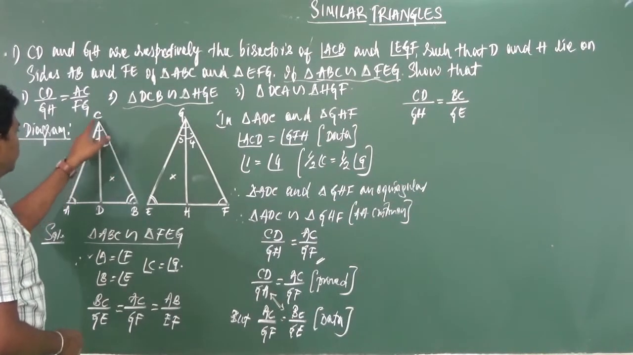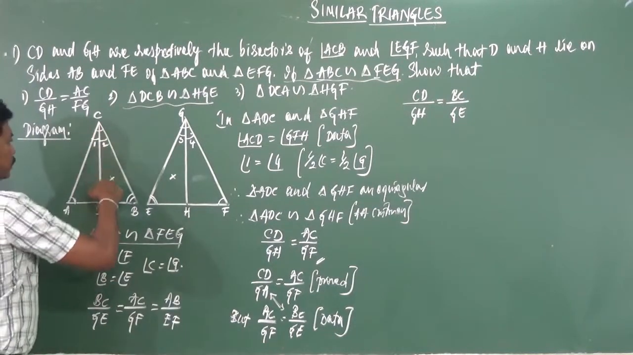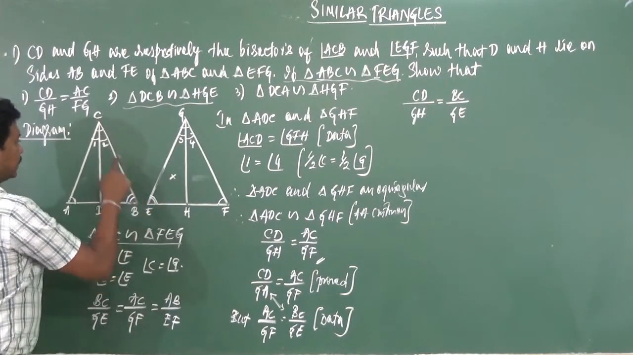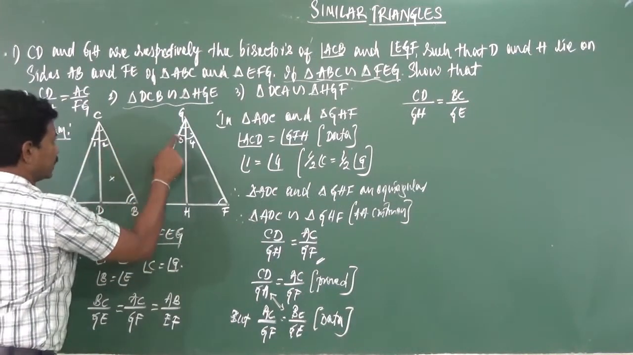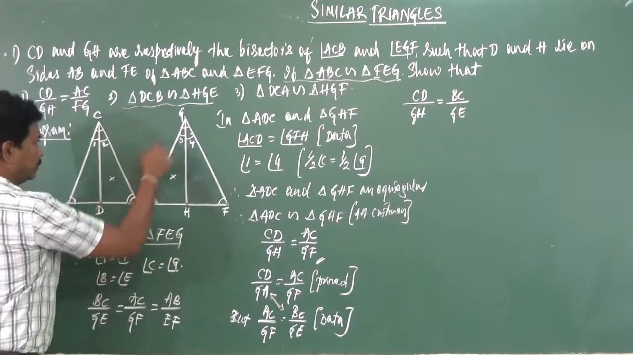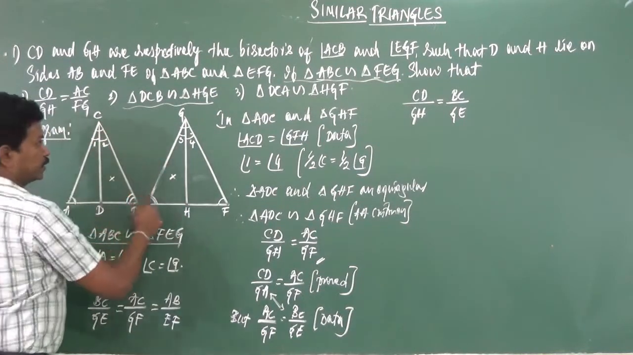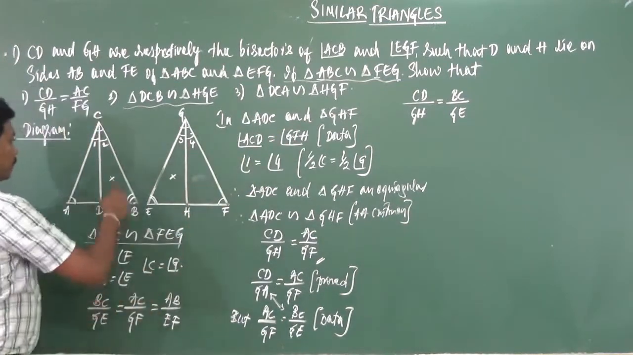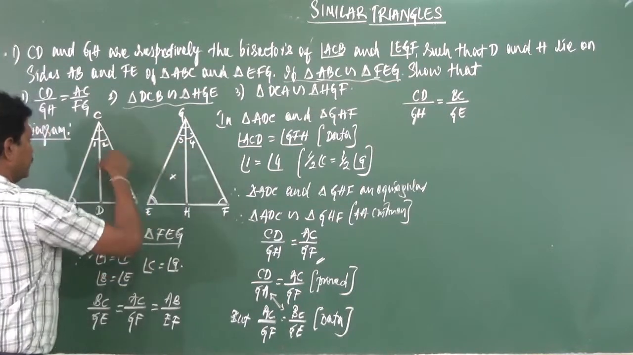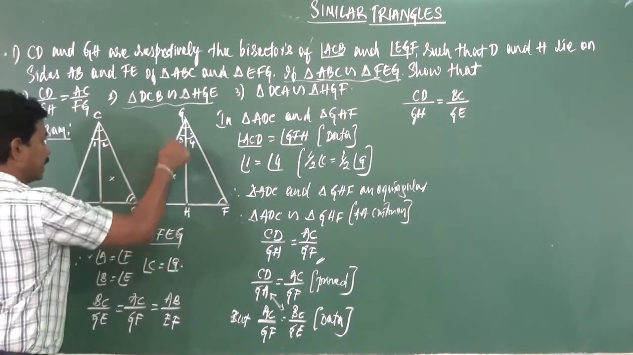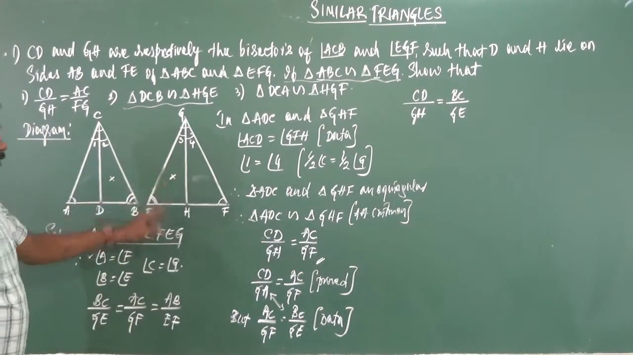So angle 2 is half of angle C and angle 3 is half of angle G. So these two are the sides containing this angle, and these two are the sides containing this angle. These two angles are equal, and the ratio CD by GH and the ratio BC by GE have become equal. So one angle of one triangle and one angle of the other triangle are equal, and the sides including those angles are proportional, then both the triangles should be similar to each other.